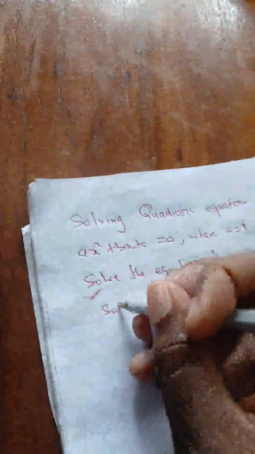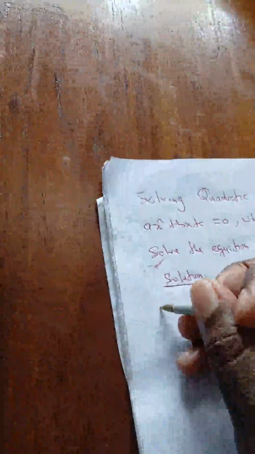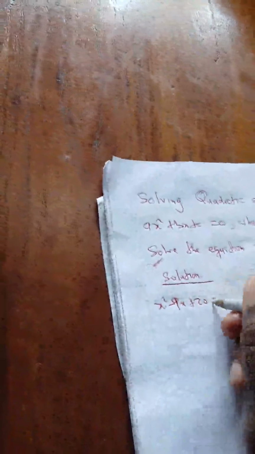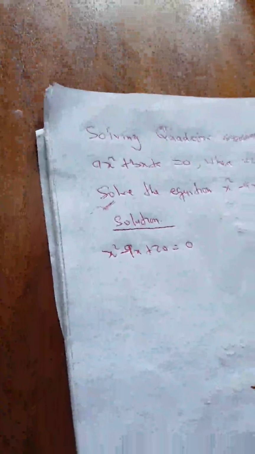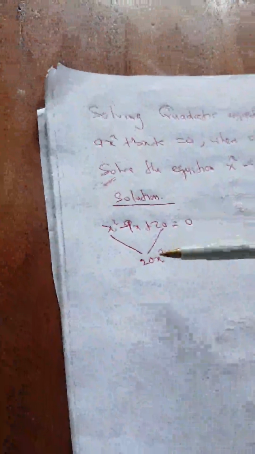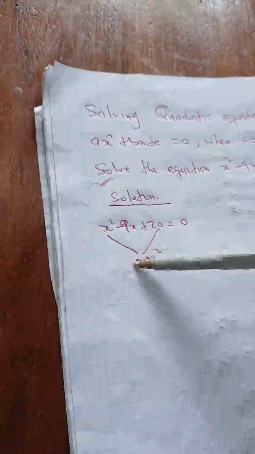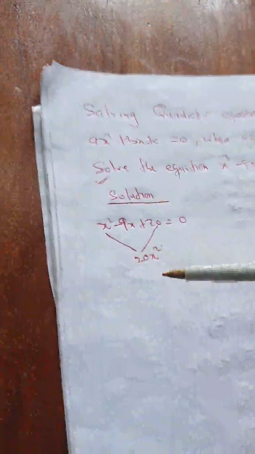So we are now looking at our solution. For the equation x squared minus 9x plus 20 equals 0, we are going to use the factorization method. We start by multiplying the first term and the last term, so we get positive 20x squared. Now we have to look for two numbers such that if we multiply them, they give us positive 20, and if we add the same numbers, we get negative what?